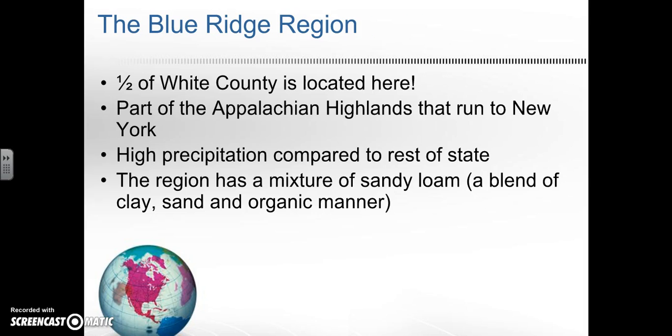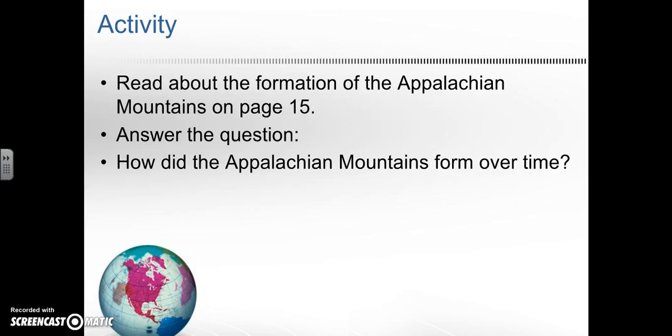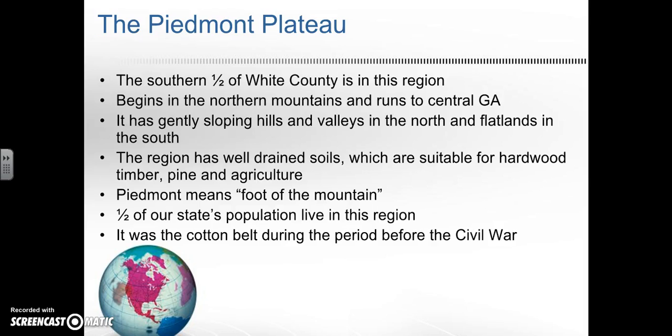Then we will get to the Blue Ridge region. The Blue Ridge is located in the northeast part of the state. It gets the highest precipitation compared to the rest of the state. It is part of the Appalachian Mountains that run to New York. The region has a mixture of sandy loam, so it's a blend of the clay, sand, and organic matter. And again, half of White County is in Blue Ridge, the northern half.